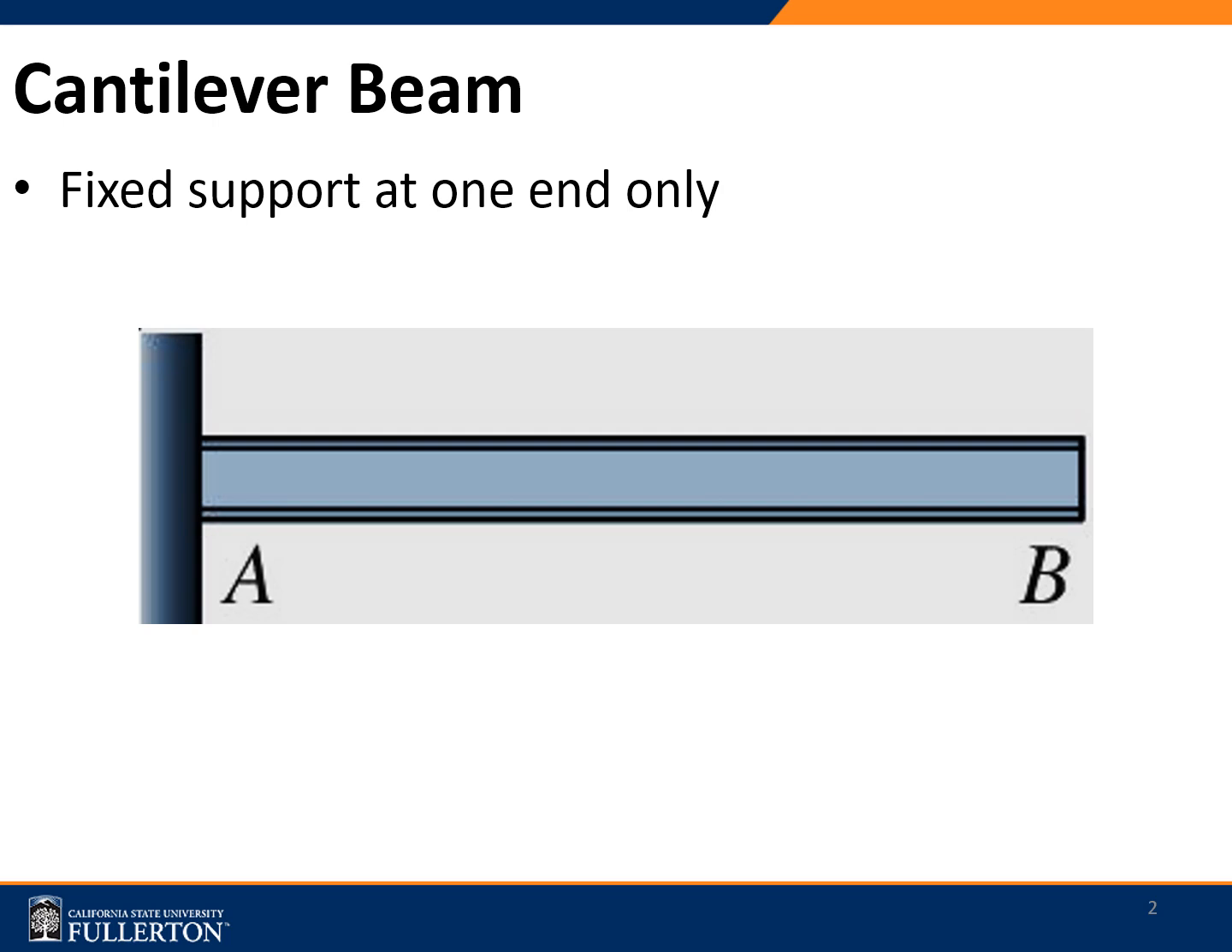A cantilever beam has a fixed support at one end only. That means the fixed support provides three reaction forces: a horizontal and a vertical reaction force, and a reaction moment. And these three unknown reaction forces can be determined using the three equilibrium equations, which would be your sigma F sub x equal to 0, sigma F sub y equal to 0, and sigma M equal to 0, which are available for any rigid body.